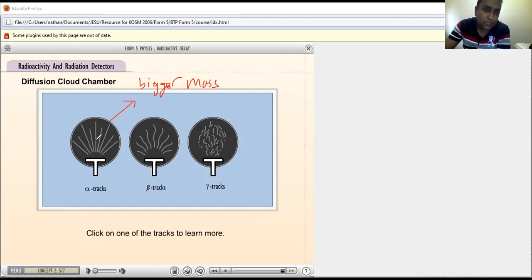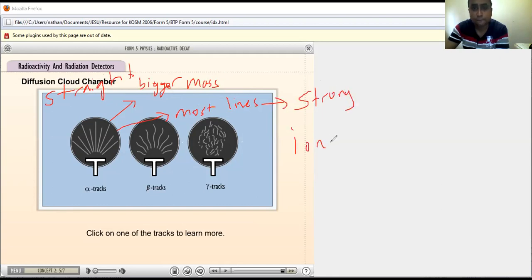And one more thing, you see that alpha has more lines. Among them, alpha will have the most number of lines. Why? Because it has a strong ionizing power compared to beta. Gamma will have very few, just dots like that, because gamma's ionizing power is very low. So all these use ionizing power.